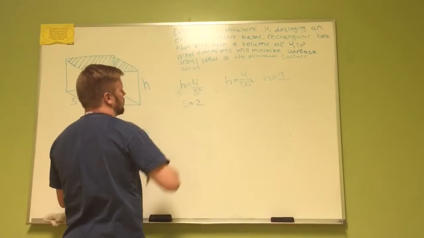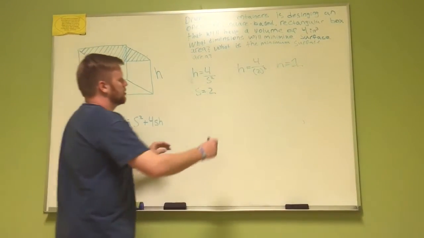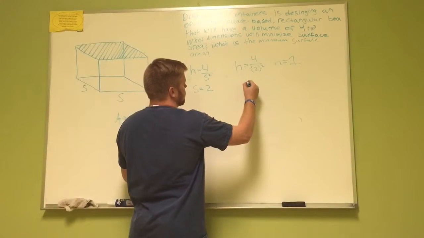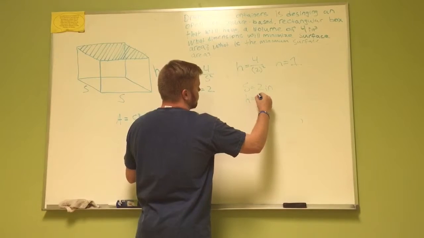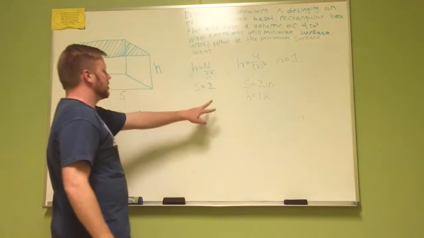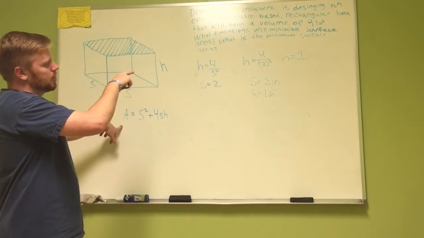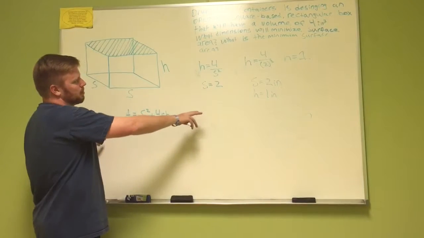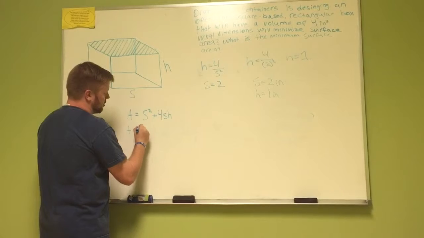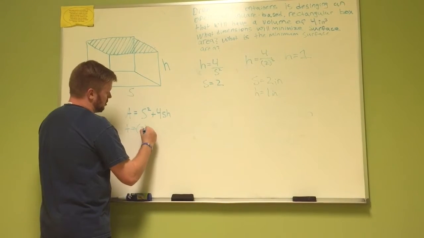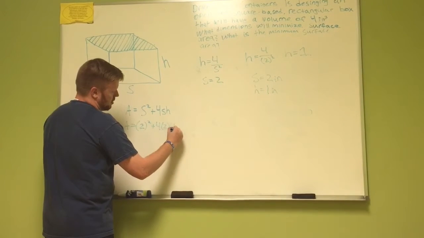To answer the first part of our problem, our dimensions are S equals 2 inches and H equals 1 inch. Now we can take this over to our area, because the second part of the problem is asking what the minimum surface area is. Now that we have the minimum dimensions, we just plug them in here, so A equals 2 squared plus 4 times 2 times 1.